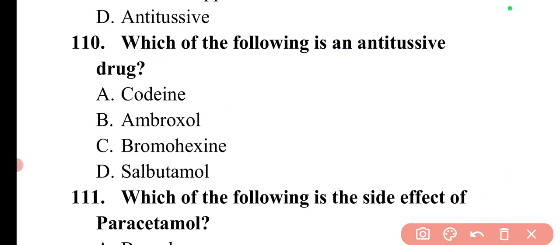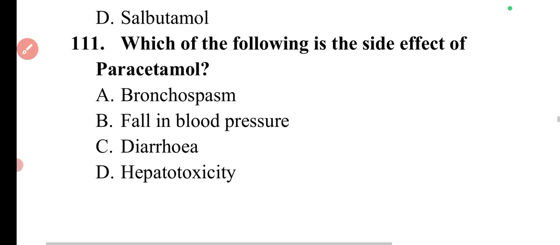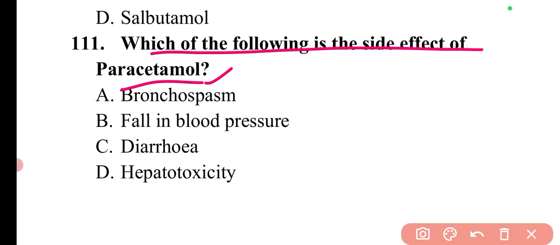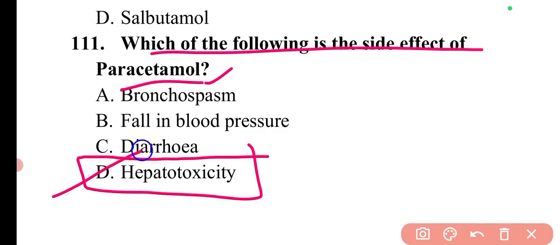Then the next question is, which of the following is a side effect of paracetamol? So the side effect of paracetamol is that it will produce hepatotoxicity or liver toxicity. So here option D is correct.